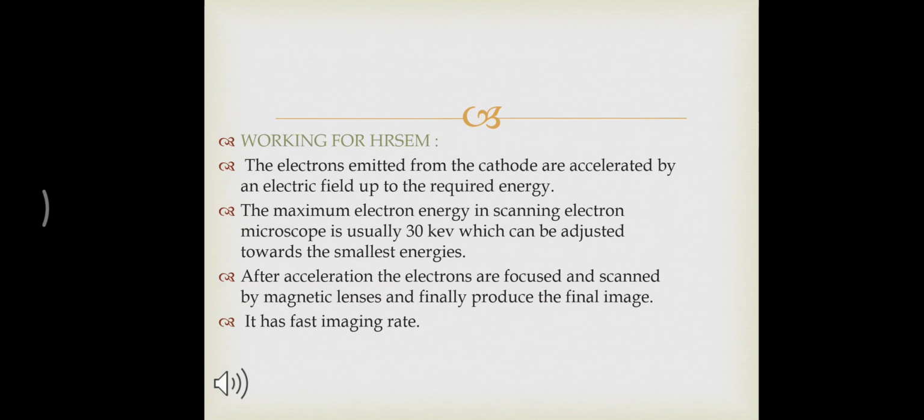Working of HRSEM. The electrons emitted from the cathode are accelerated by an electric field up to the required energy. The maximum electron energy in a scanning electron microscope is usually 30 keV, which can be adjusted towards the smallest energies. After acceleration, the electrons are focused and scanned by magnetic lenses and finally produce the final image. It has a fast imaging rate.